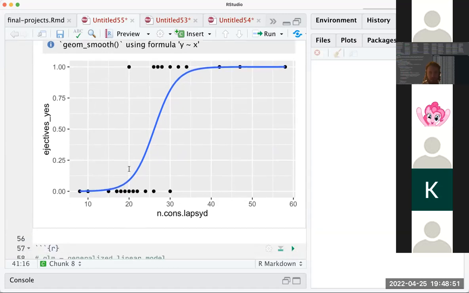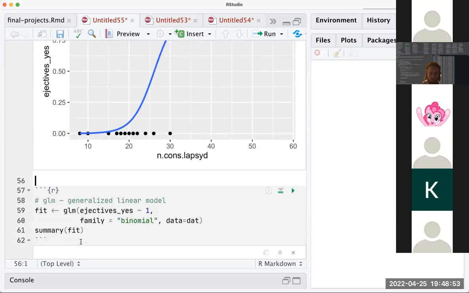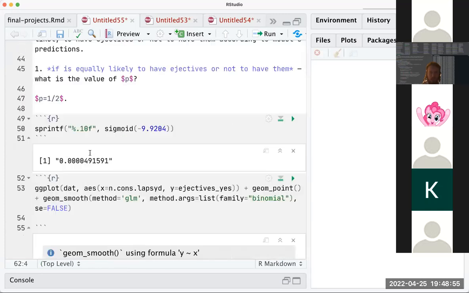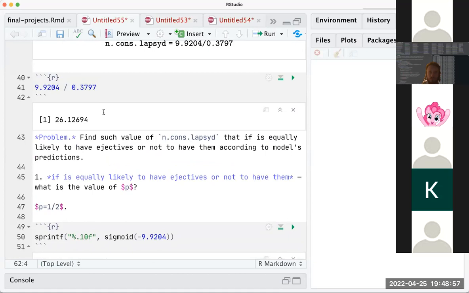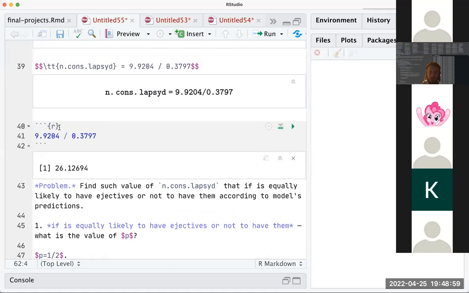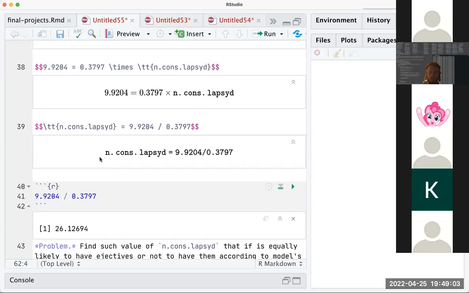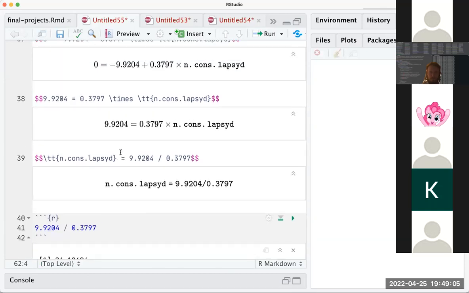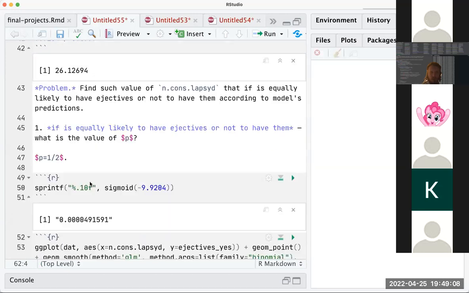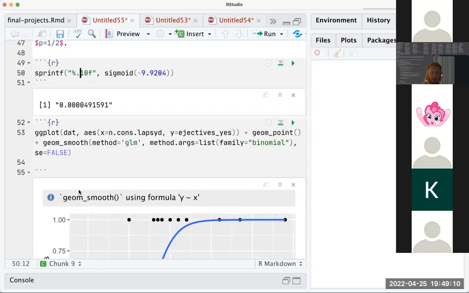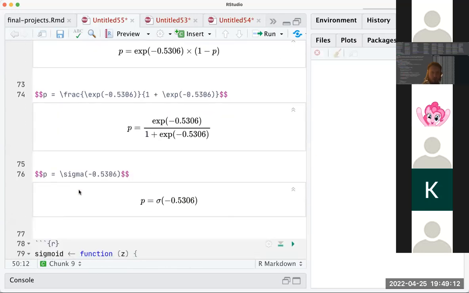So are there any questions about this exercise? Okay, we can go further probably.